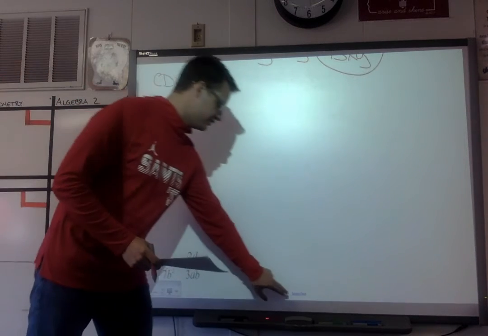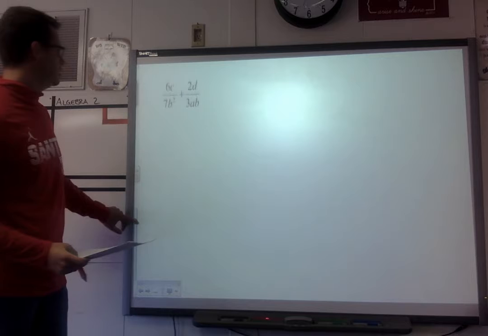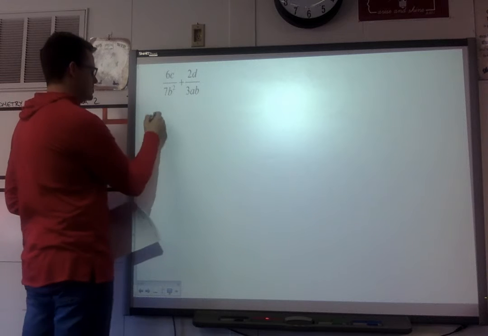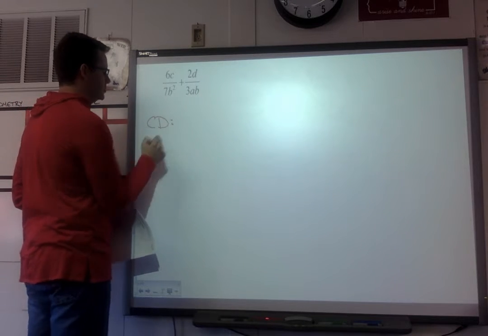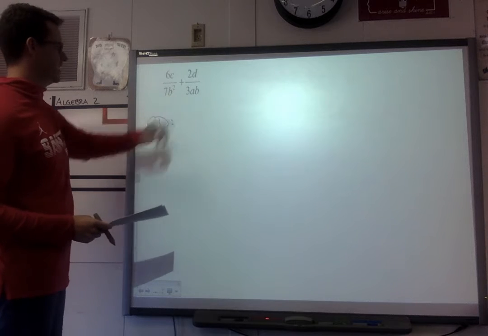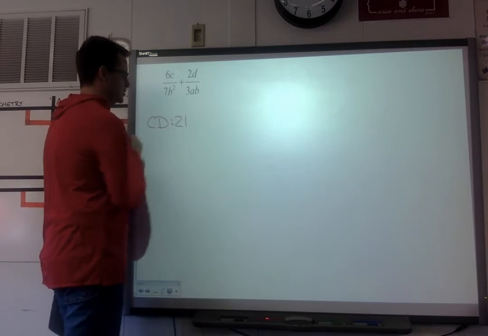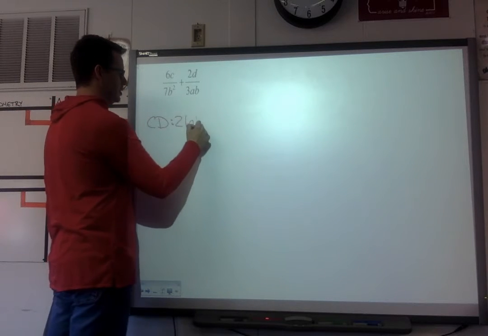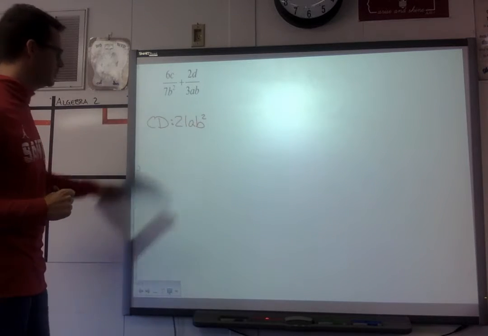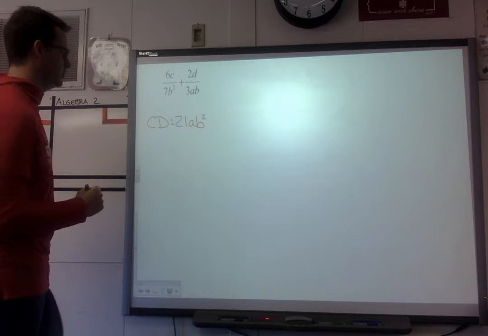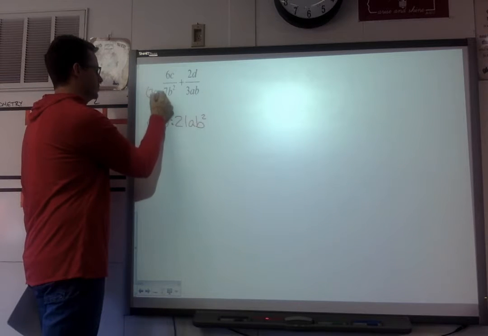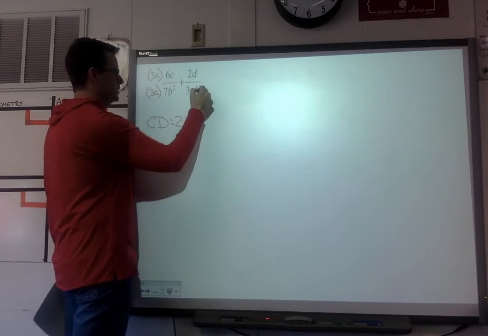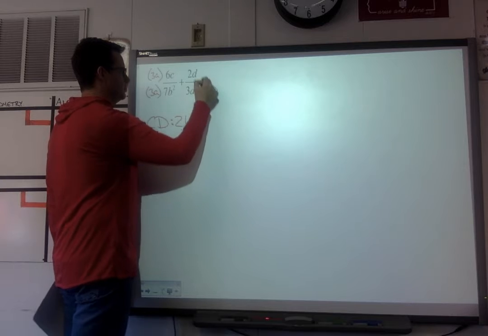Let's walk through one more of these. 6c over 7b squared plus 2d over 3ab. So again, I'm going to come up with my common denominator. The smallest number that 7 and 3 both go into is going to be 21. Then the highest power of a is to the first power. Highest power of b is squared. So to get from 7b squared to 21ab squared, we need to multiply by 3a. To get from 3ab to 21ab squared, we need to multiply by 7b.